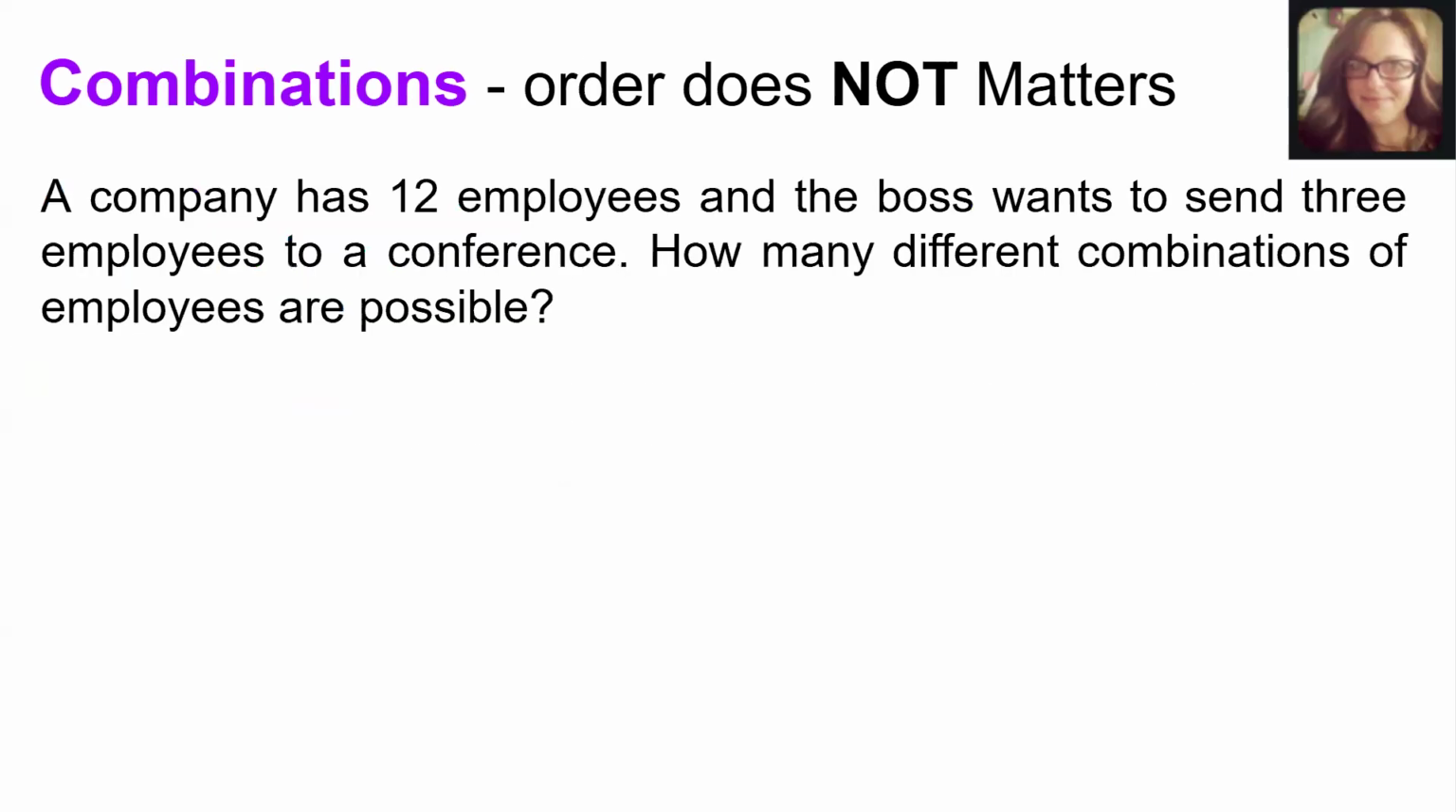Let's take a look at another example with our combinations formula. A company has 12 employees, and the boss wants to send 3 of the employees to a conference. So order doesn't matter. There's no hierarchy of the employees. They're just all going as a group to this conference. So this is combinations. How many different combinations of 3 employees out of 12 are possible?